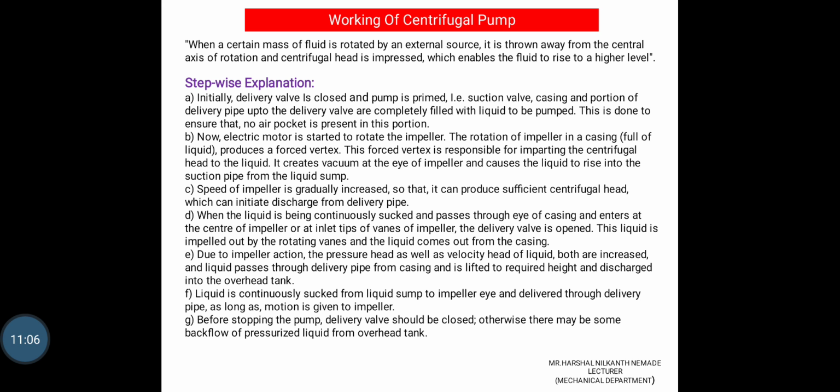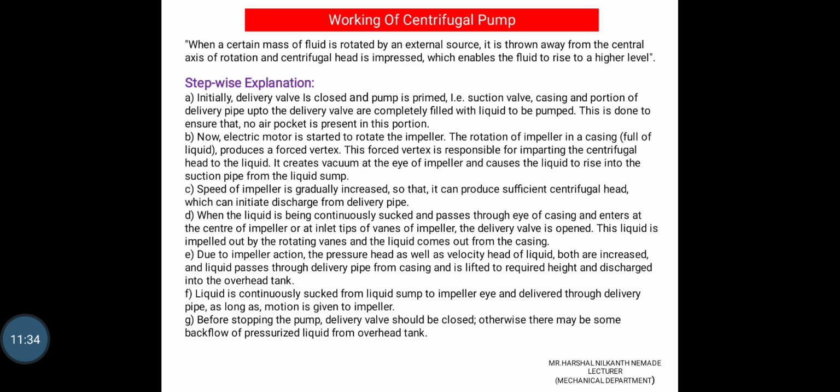Initially the delivery valve is closed and the pump is primed, that is, the suction pipe, casing and the portion of the delivery pipe up to the delivery valve are completely filled with the liquid to be pumped. This ensures that no air pocket is present inside. Now the electric motor starts and rotates the impeller. The rotation of the impeller in the casing full of liquid produces the forced vortex.